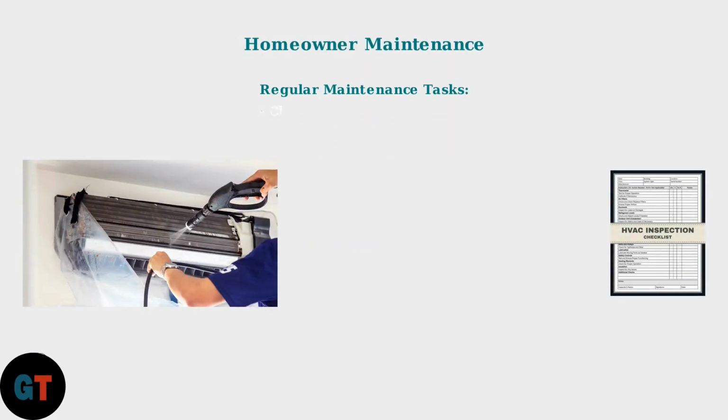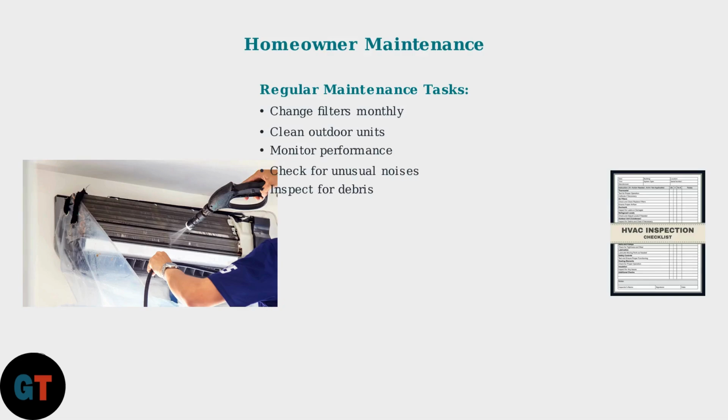Homeowners can perform regular maintenance to prevent E6 errors. This includes changing air filters monthly, keeping outdoor units clean and free of debris, and monitoring system performance for early warning signs like unusual noises or temperature fluctuations.